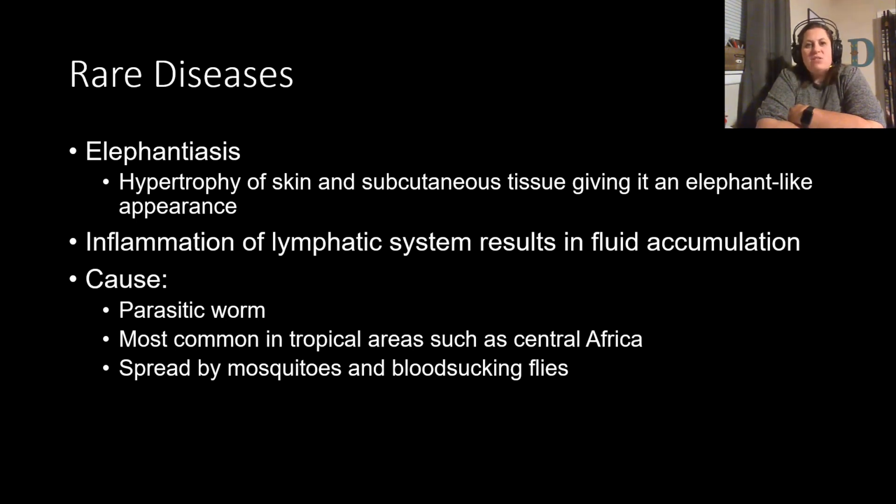The lymphatic vessels get clogged specifically with a type of worm called a filarial worm, and it causes a stretching of the skin to take place. This inflammation of the lymphatic system results in this fluid accumulation. So again, the common cause here is something like a parasitic worm, most common in tropical areas such as Central Africa. A lot of times it can happen in the leg, but it can happen pretty much anywhere. If you want to Google elephantitis, you can get all kinds of disturbing pictures of where it can occur. We also see that this could be spread by mosquitoes and blood-sucking flies as well.